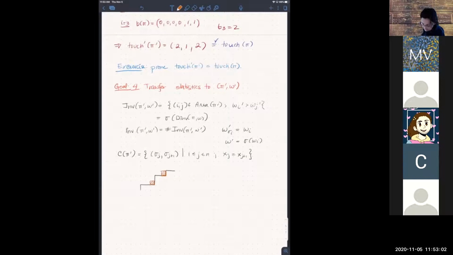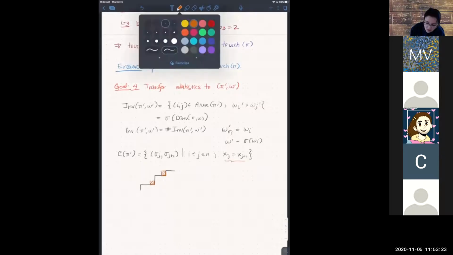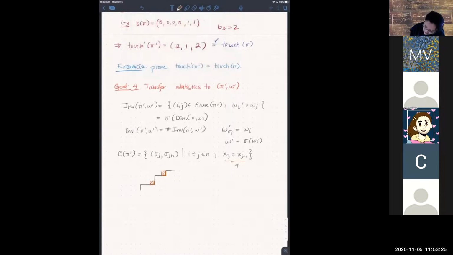Don't you mean then that x is not equal? That xj is, I mean, where xj is equal to xj plus 1 is wherever you have a vertical run, right? Yeah, but these are corresponding to pi. Oh, but that's co-area. This is like the co-area for pi, right? So it's weird using statistics for the previous path, not pi prime.